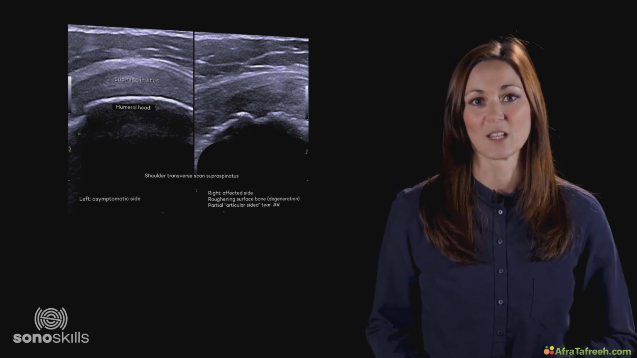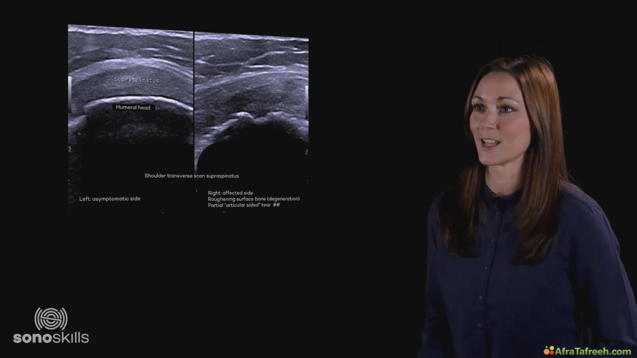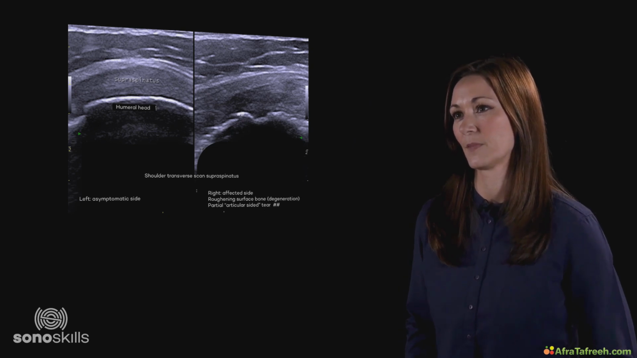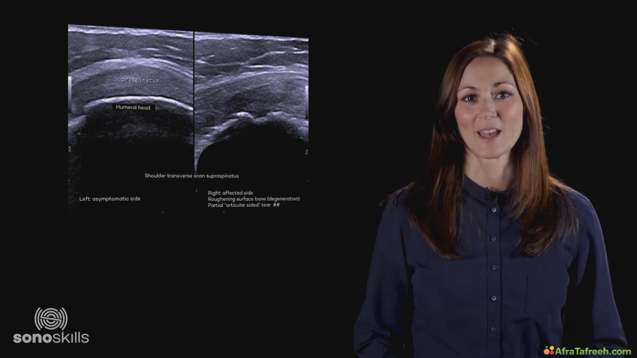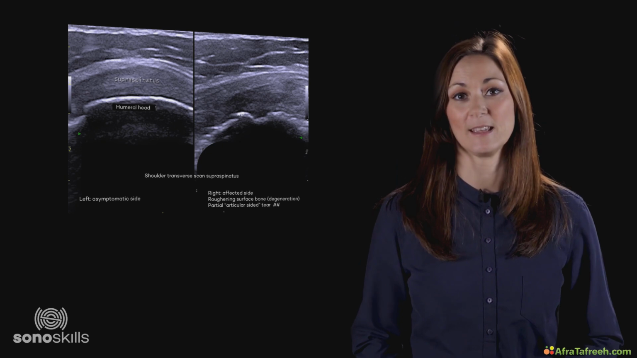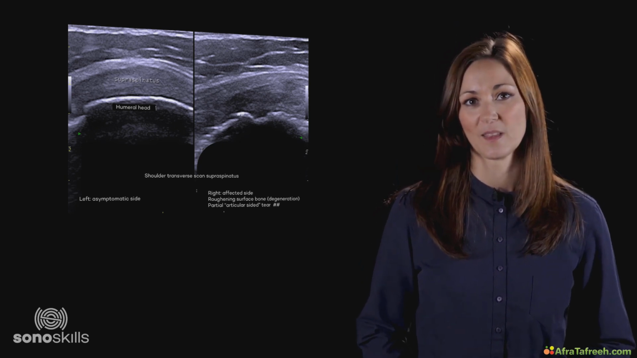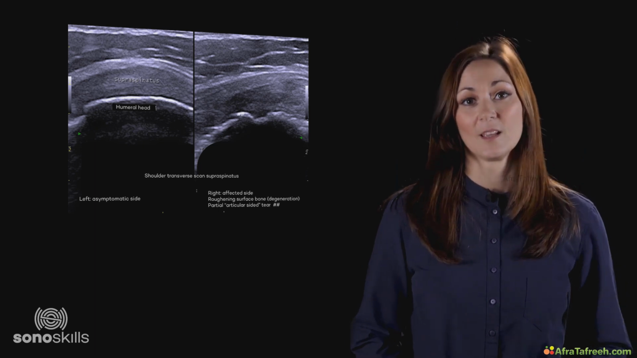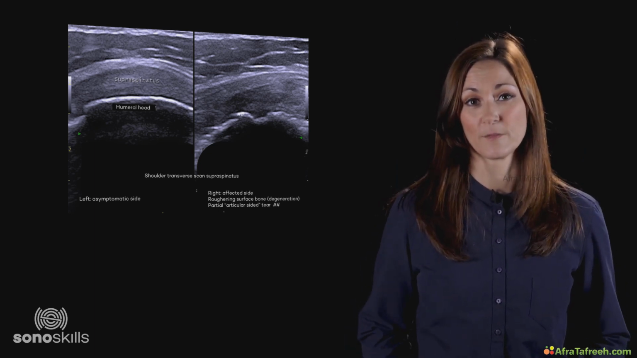This is a young professional tennis player. He is right-handed and for the last 2 years he's been having increasing problems with his service. The ultrasound scan shows a partial tear which with training will most likely heal in about 6 to 8 months. The changes of the humeral head, however, are definite. These will probably permanently affect the mobility.